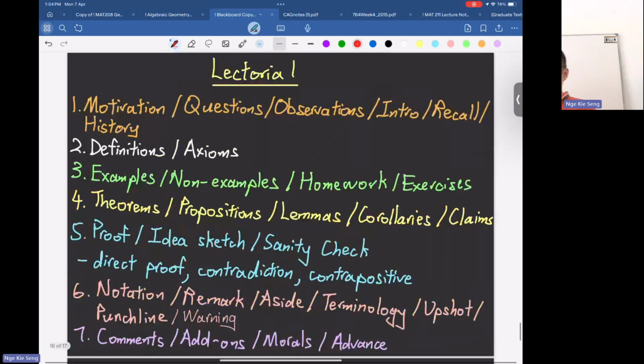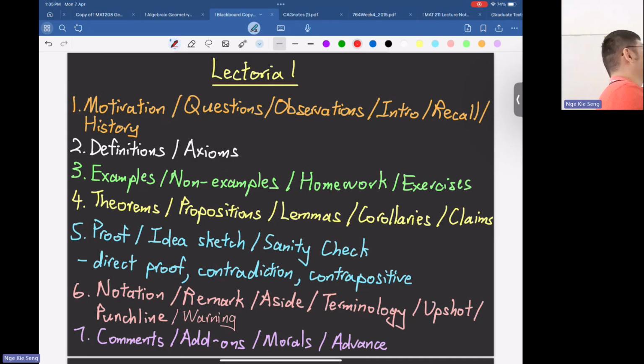Before we start, my class is like a lectorial class. So sometimes we'll break into discussion, sometimes we will break into brainstorming, something like that. It doesn't mean it's just me speaking non-stop all the time. And you can stop me at any time.